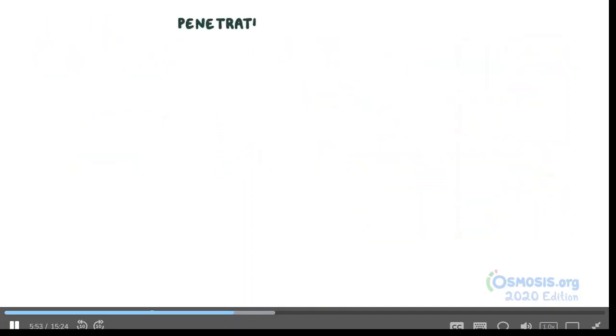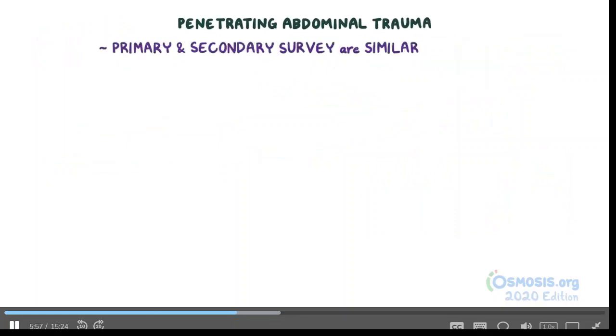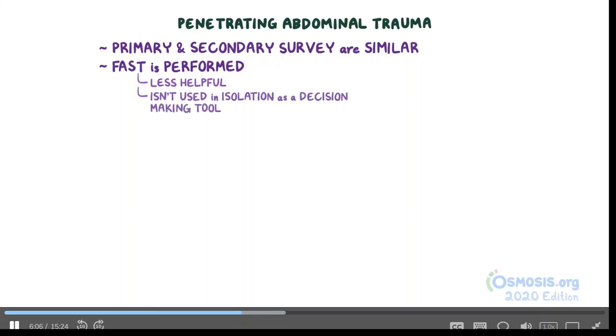Alright, now in penetrating abdominal trauma, the primary and secondary surveys are similar. Also, the FAST is routinely performed, but unlike blunt trauma, it's less helpful and isn't used in isolation as a reliable decision-making tool. It's also usually done as an EFAST exam because the concern for pneumothorax or hemothorax in penetrating trauma is greater than in blunt trauma.